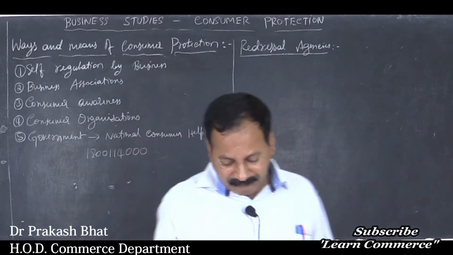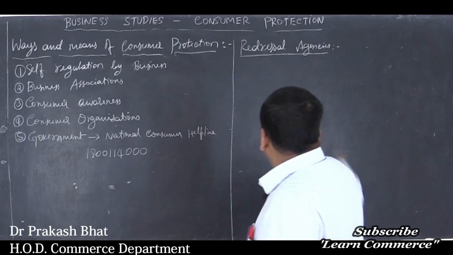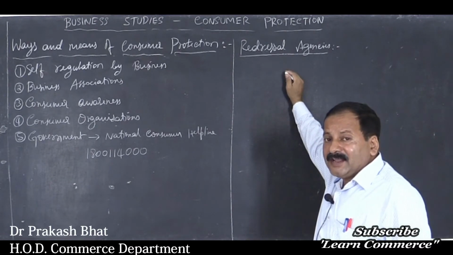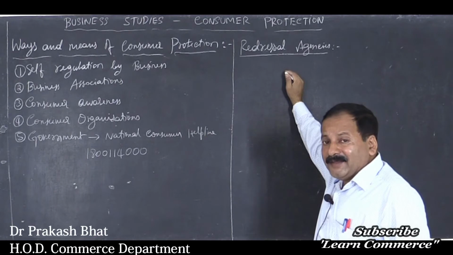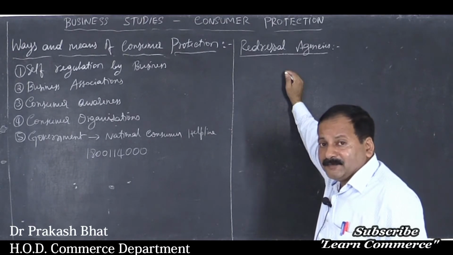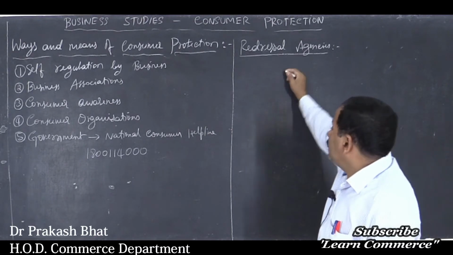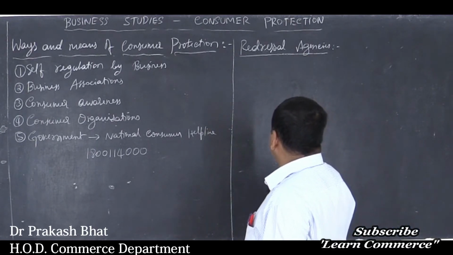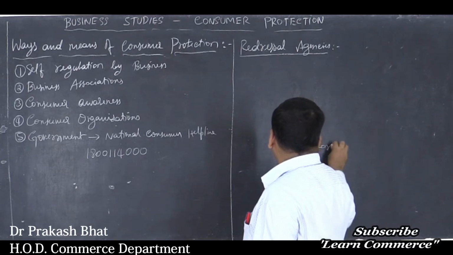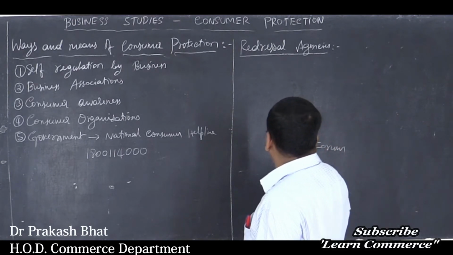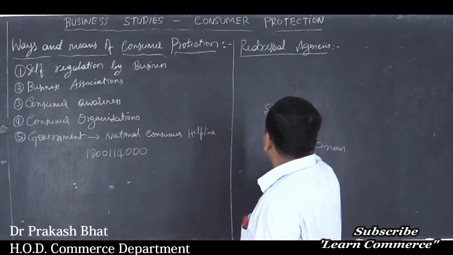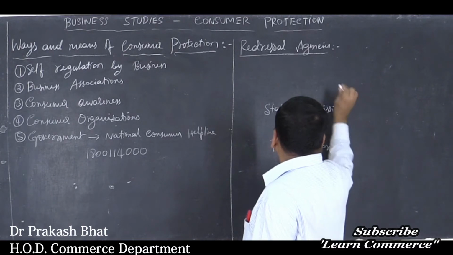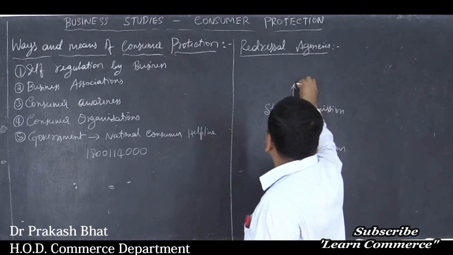Now let us move on to the redressal agencies. We call these agencies Consumer Disputes Redressal Agencies or Consumer Grievances Redressal Agencies. Both are one and the same, friends. Here there will be three-tier agencies. At the bottom you can see the district forum, the next level is the state commission, and the third level is the national commission.